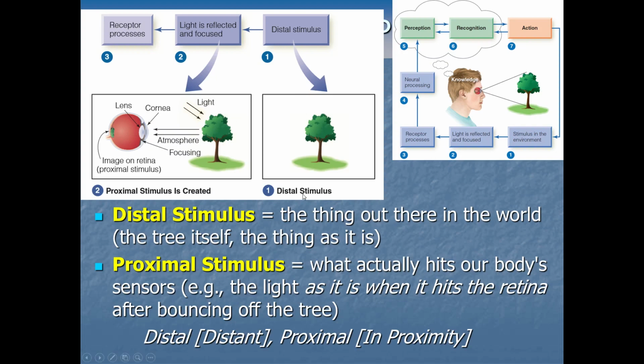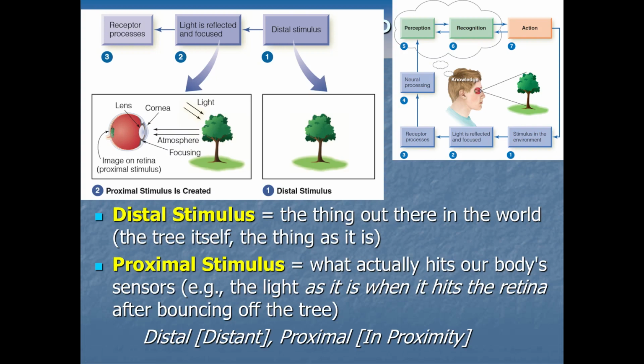To help you remember the difference between these two terms, it might help to think of distal. Distal is kind of like distant, right? So it's the object out there that's distant from us. It's out there in the world. Whereas you might remember proximal stimulus as the stimulus that's in proximity to us. It's close. It's the one that actually hits us, the one that actually hits our detectors.